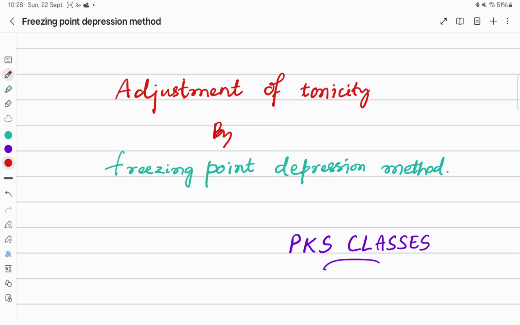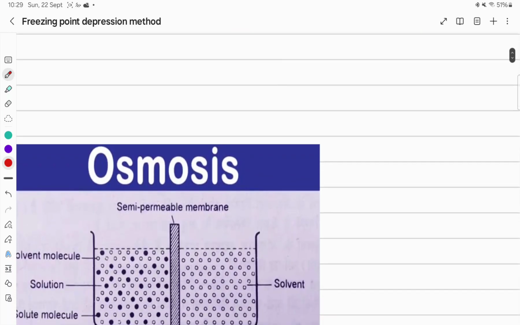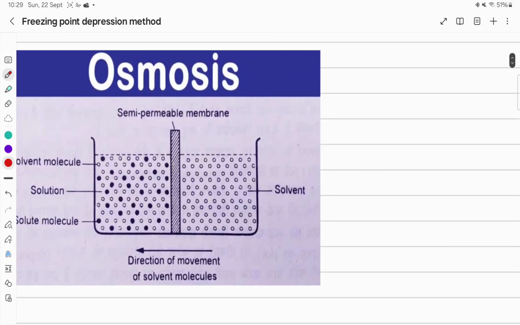Today we will study adjustment of tonicity by freezing point depression method. So before that, let us discuss what is osmosis.